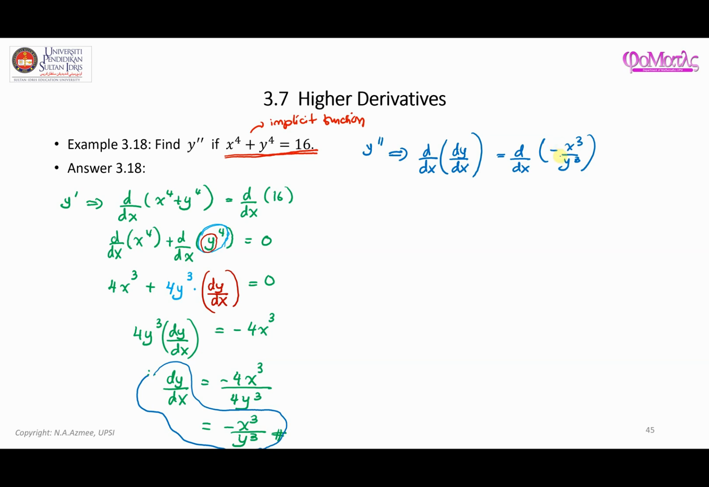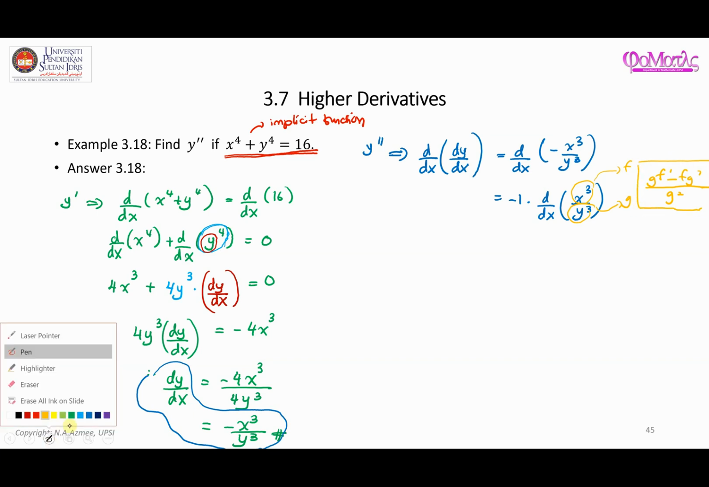Now the negative 1 can be taken out. So this is equal to negative 1 times the derivative of the function here with respect to x. I hope you can see that this can be assumed to be equal to f and this can be assumed to be equal to g, and you can apply the formula, which is (g f prime minus f g prime) over g squared, in order to solve the derivative of this function. So that's what we're going to do.